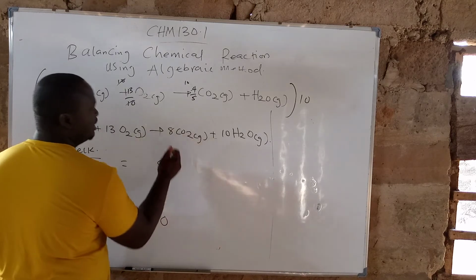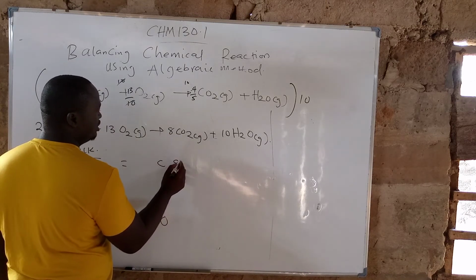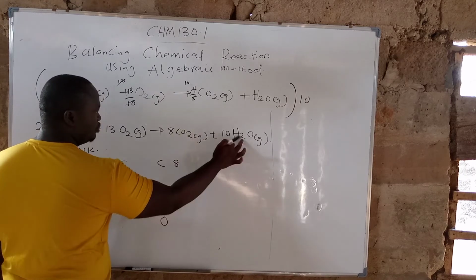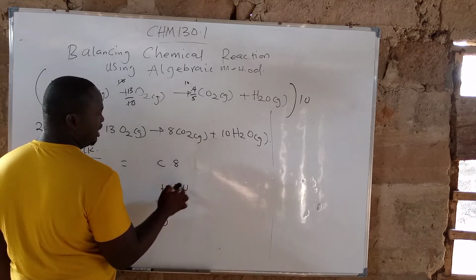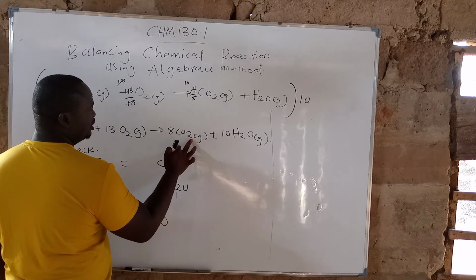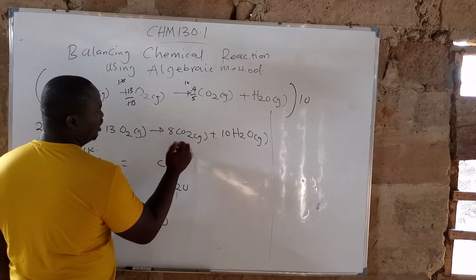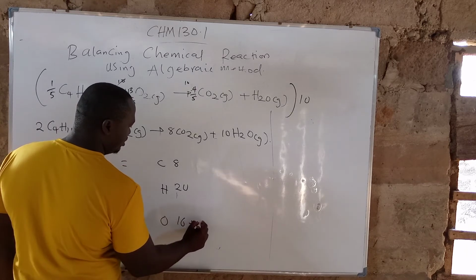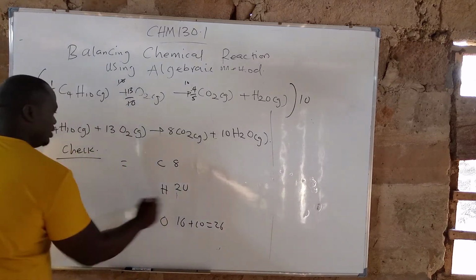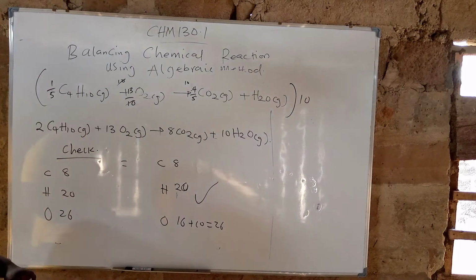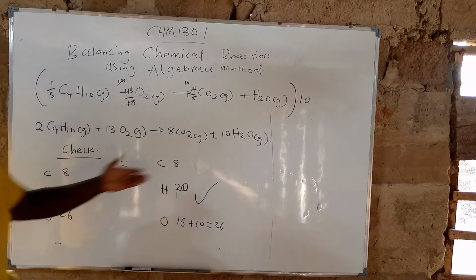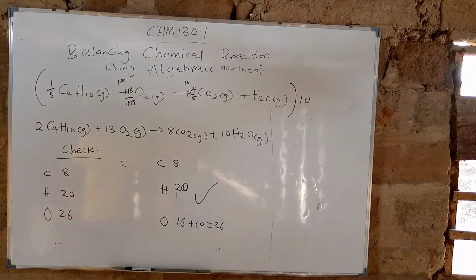So my carbon here is still 8. 1 times 8, you have 8. My hydrogen here is still 20, right? 2 times 10, and my hydrogen is 20. My oxygen is, this times this will give you 16. And here, my oxygen is plus 10, which will give you 26. And so you can see that the equation is balanced, because in balancing of chemical equation, the amount of reactant must be equal to the amount of what? Product. So you can see that the equation is balanced.